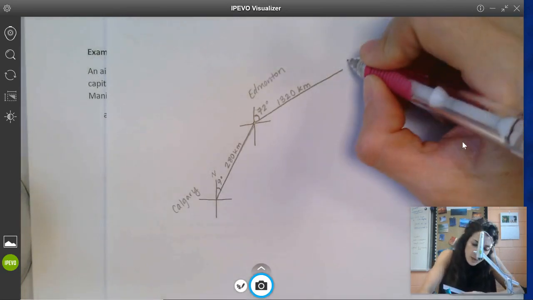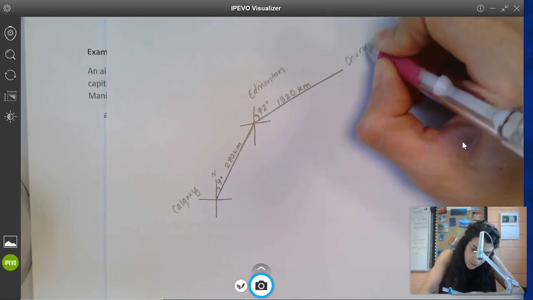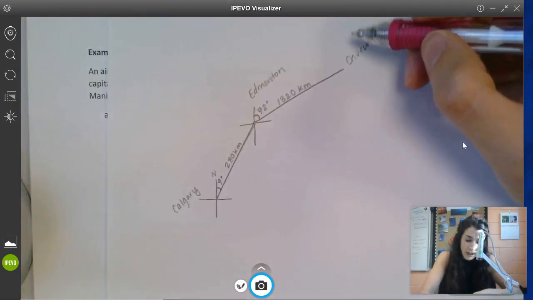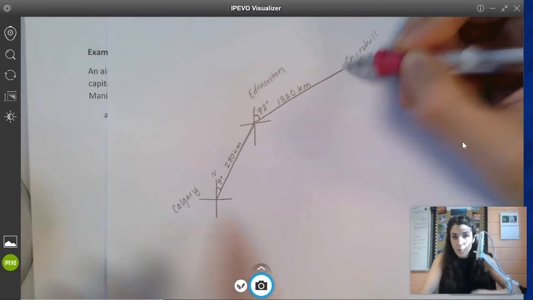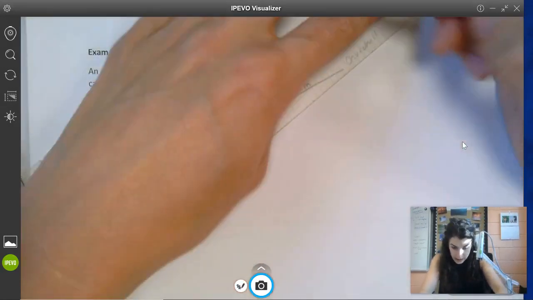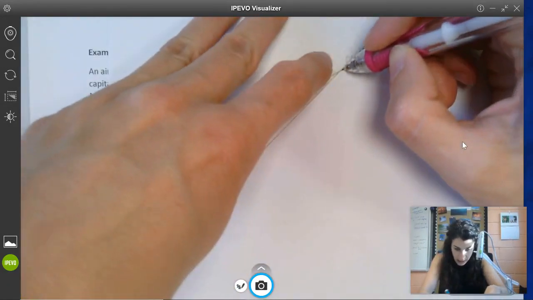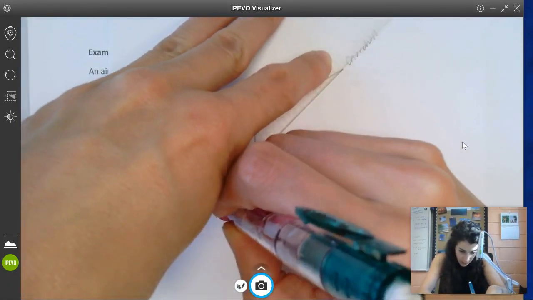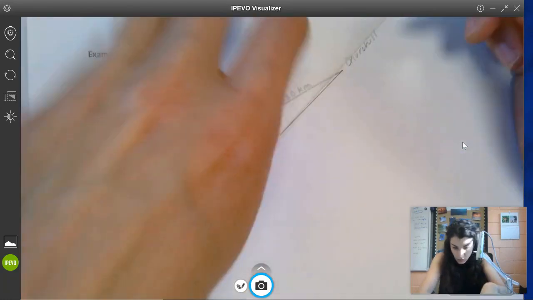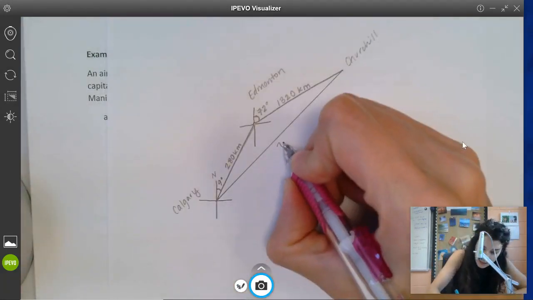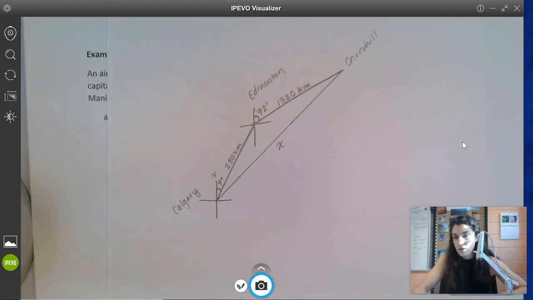It then says, here's Churchill. How far is Churchill from Calgary? How far are these 2 points? Well, in order to know the distance between 2 points, it's the line or the segment really that connects those 2 points. So I have to draw in a line or a segment that represents that distance. And that is the distance I want to solve for.